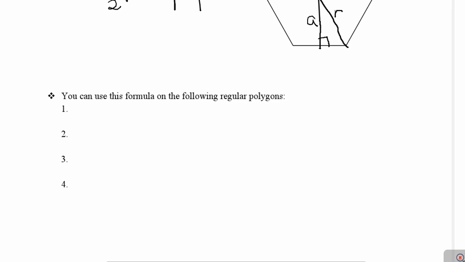But first I want to reflect on what are some types of regular polygons that we can use this formula on. Even though we just found a formula to calculate the area of an equilateral triangle, we know that's a regular polygon, so we can use this formula on it. Now if we think about our four-sided polygons, what's the four-sided polygon that has all the sides and all the angles congruent? That would be our square.